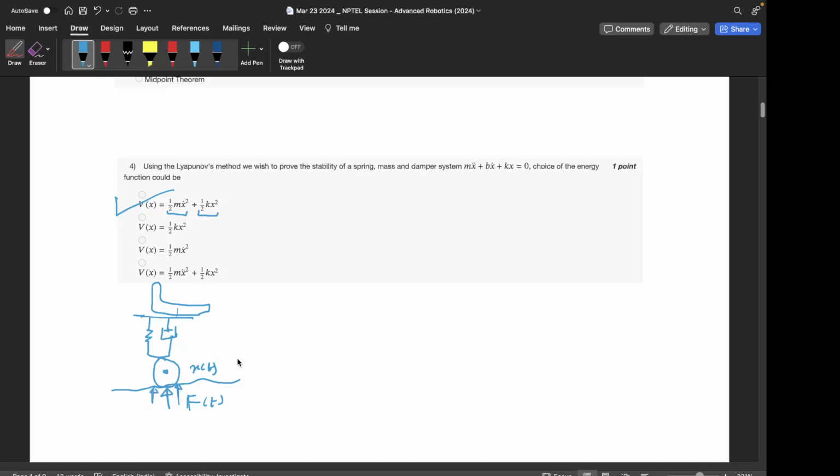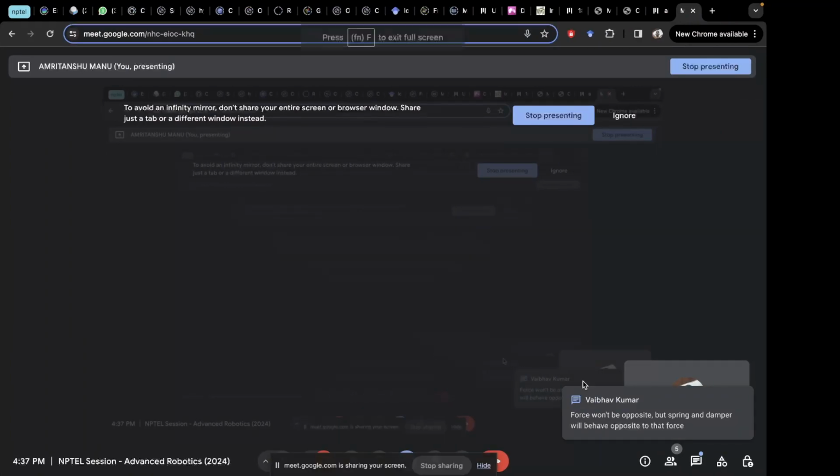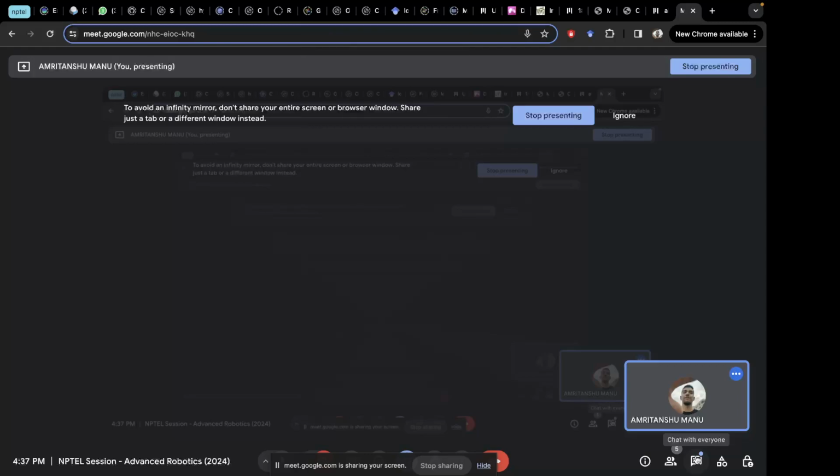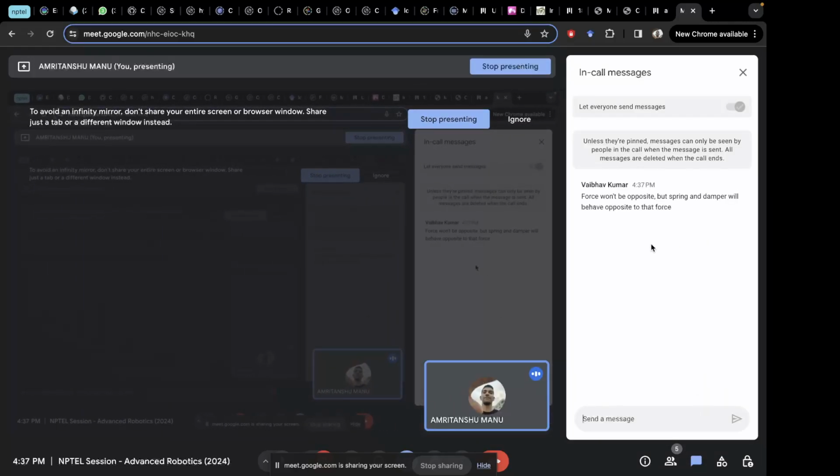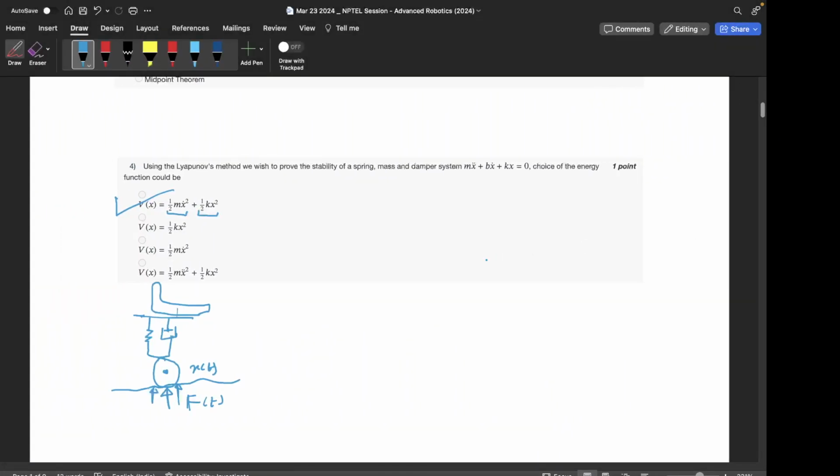There is no restriction on the external force that can be applied on the system. Okay, sir. Yeah, that's what I said. The spring and the damper will generate the force depending on the displacement and velocity at a certain point in time, right? Let's say if the spring is compressed, then the spring will produce a force pushing the block away, and similarly if the spring is elongated, it will try to pull the block towards it. So no restriction on the external force.